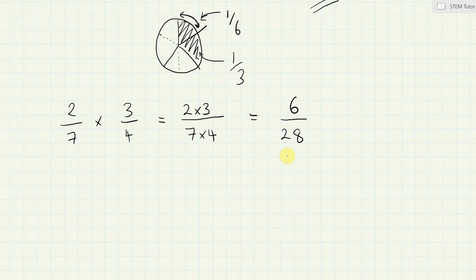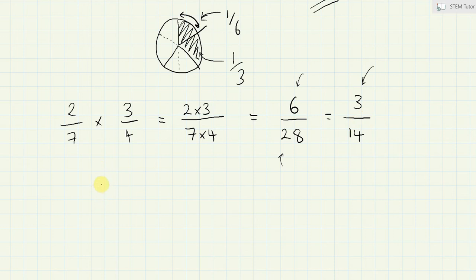Now this fraction can be simplified because both numbers share a common factor. The easiest common factor that we can find between the top and the bottom is 2, because both of these numbers are even numbers. So 6 divided by 2 would give us 3, and 28 divided by 2 would give us 14. It's the same fraction, just simplified, and this cannot be simplified any further.